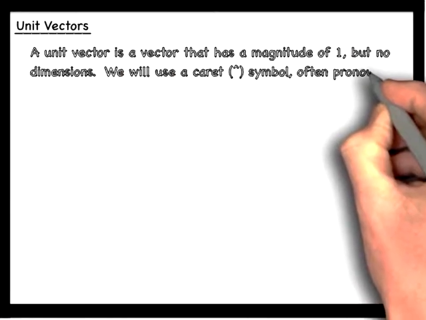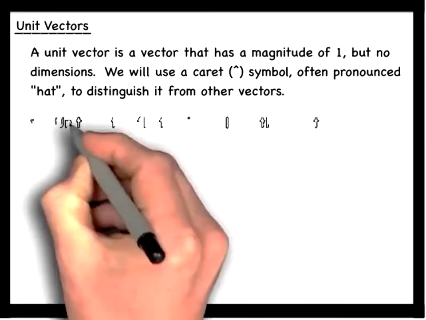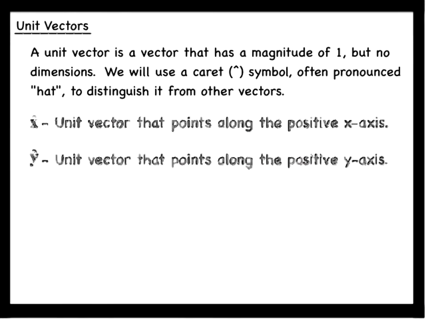A unit vector is a vector that has a magnitude of 1 but no dimensions. We will use a caret symbol, often pronounced hat, to distinguish it from other vectors. Thus, the unit vector x hat points along the positive x direction, and the unit vector y hat points along the positive y direction. The scalar component of a vector along a particular axis direction, written along with the unit vector along the same direction, is equivalent to the vector component along that direction.